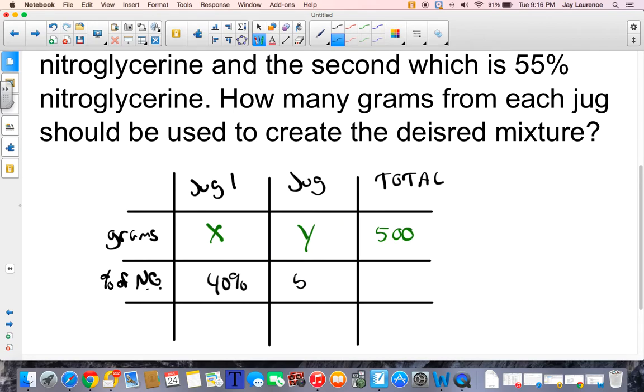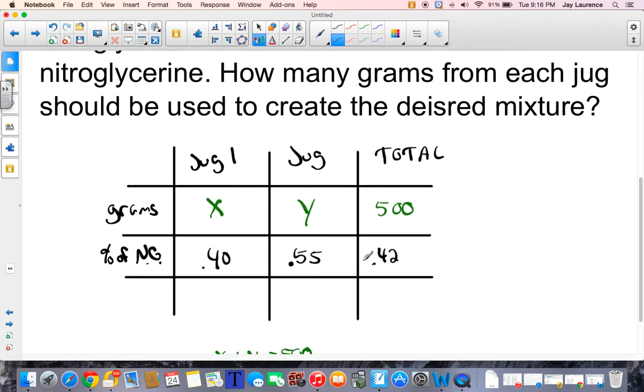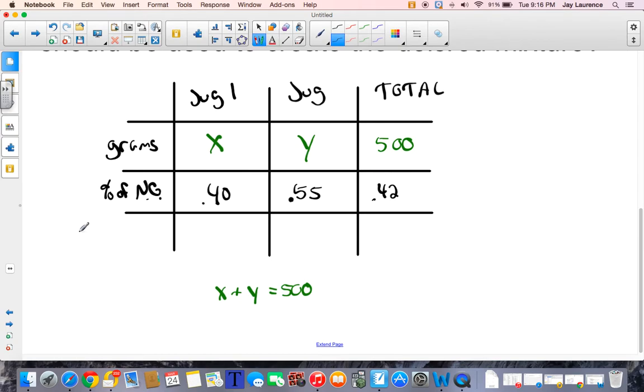And the second one is 55%. Oh, I shouldn't be doing percents. I should be doing decimals. Sorry about that. And so that'd be 0.4, 0.55, and then of course we need to make sure that's 42%. Okay, and then finally we need the grams of nitroglycerin, right?